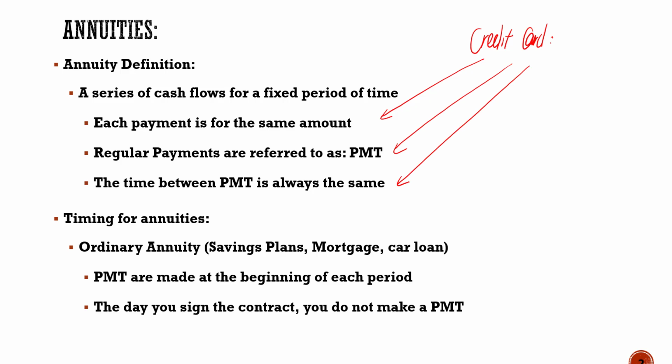Each payment is for the same amount. Regular payments are referred to as PMT. Time between PMT is always the same. And for the timing of annuities, we have ordinary annuities like saving plans, mortgage, and car loans, where regular payments are made at the end of each period. The day you sign a contract, you do not make a regular payment. So the bank always gives you a break before you actually start making payments towards your annuity.